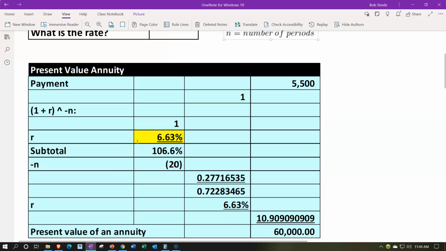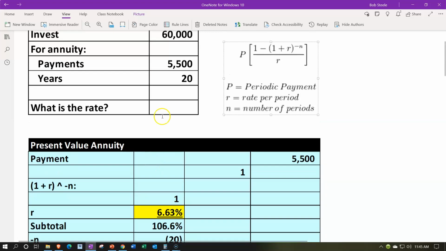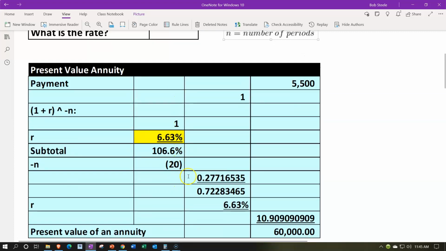Now, if we didn't know what R was, then what we would do is put in some number here. I wouldn't put 0 in, because some functions, if it's division by 0, for example, will come up with a problem. So I want to put some number there. I put like 5 or something like that to start with. This is actually the answer, but if you were using this method, you'd put something as a starting point like 5, and then you would add this up. So 1 plus 6.63 would be the 106.6, taking this to the power of 20, because that's the number of periods. We then get this amount.